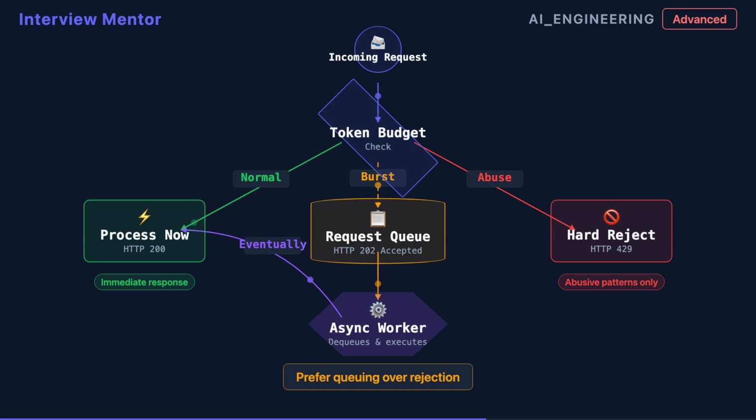Accept every request, respond with a 202 accepted, then process asynchronously. Share the queue position and estimated wait time. Users tolerate a 5-second delay far better than an outright rejection. Reserve hard 429s only for clearly abusive patterns.